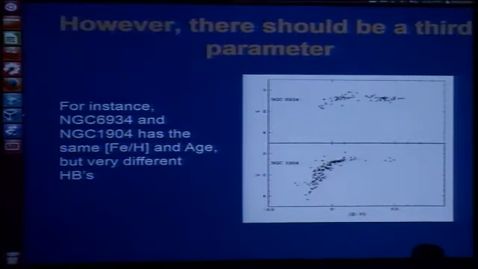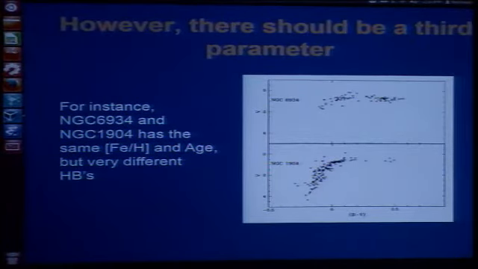What I observe, however, is that this is clearly not enough, because if I look at clusters that have the same age and the same metallicity, they may still have very different horizontal branches. These are a couple that I selected to have exactly the same metallicity and exactly the same age, but they have drastically different horizontal branches. So it is not simply age and metallicity.